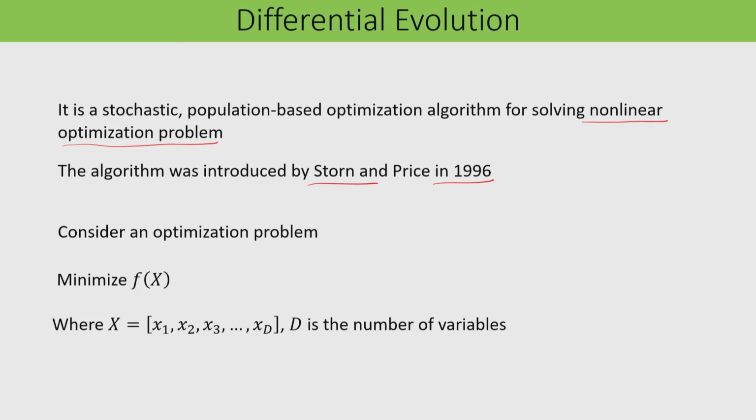So, let us consider an optimization problem. Suppose we consider a minimization problem here, that is minimize f(x), where x is a vector and this is a d dimensional problem. So, I have the variables x1, x2, x3 up to xd. So, this is a d dimensional problem, number of variables is d. Now, let us see the algorithm.